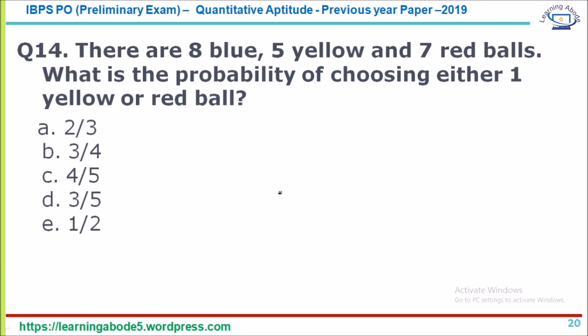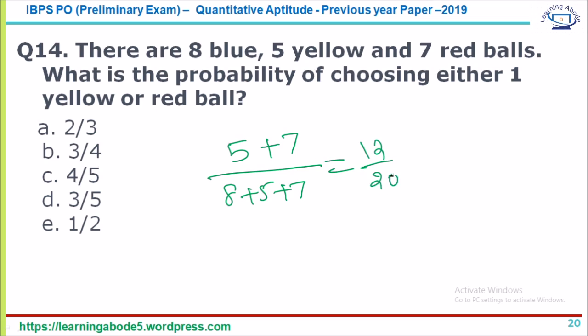Now the next question is a simple probability question. There are 8 blue balls, 5 yellow balls and 7 red balls. What is the probability of choosing either one yellow or red ball? Totally there are 8 plus 5 plus 7, 20 items, in which you want either yellow or red. Yellow means there are 5 options, so 5 out of 20. Red means you have 7 options, 7 out of 20. So either yellow or red means 12 out of 20, which is 3 by 5, 60%. That's answer option D for question number 14.